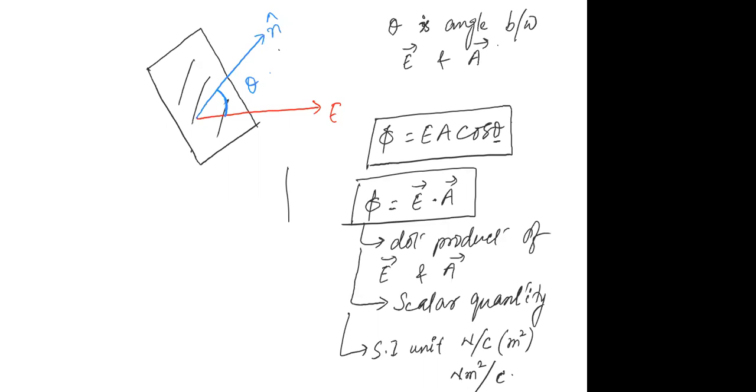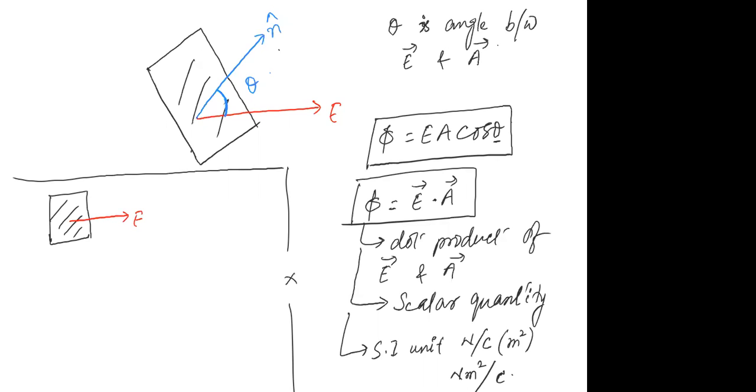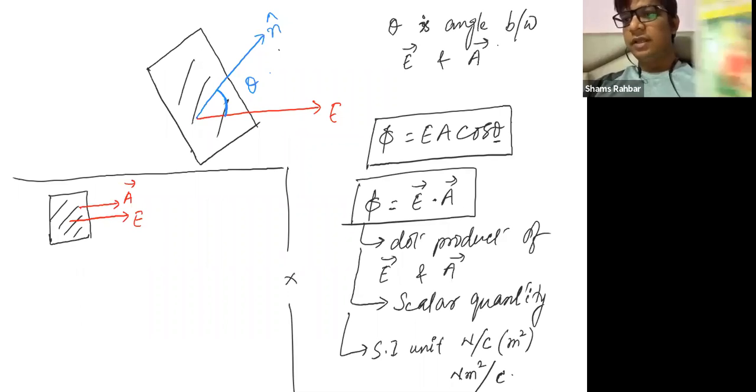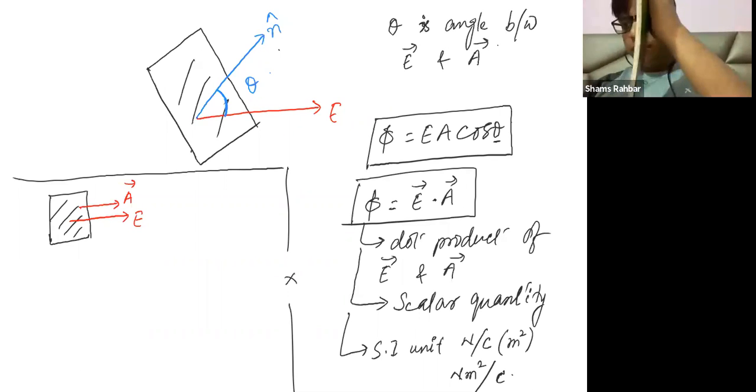Now listen to some more points related to this. Sir, if I tell you that this is a surface, this is the direction of electric field, and obviously this will be the direction of area vector. Tell me yes or no. If the surface is placed like this, I will show you again. If the surface is like this, can you see me?